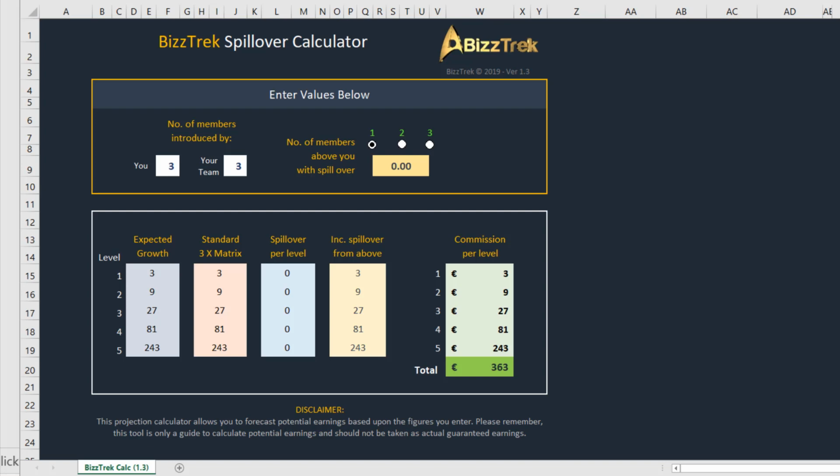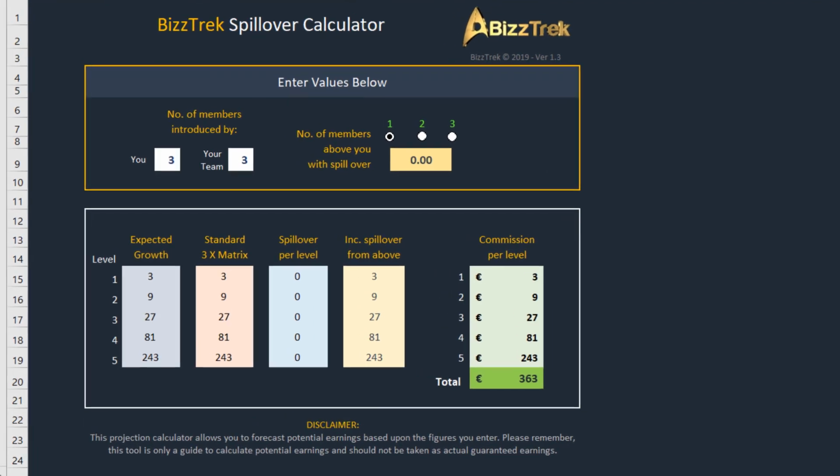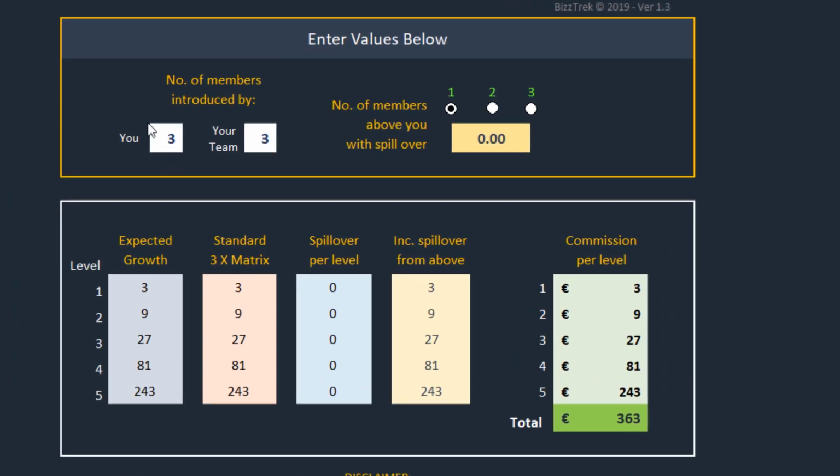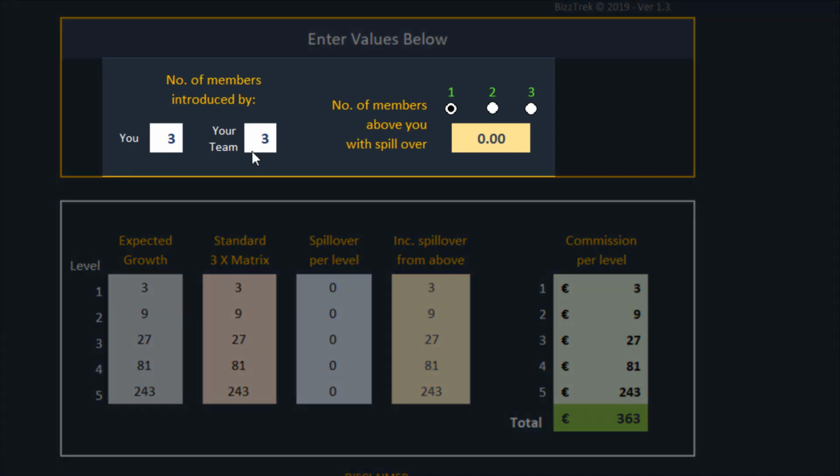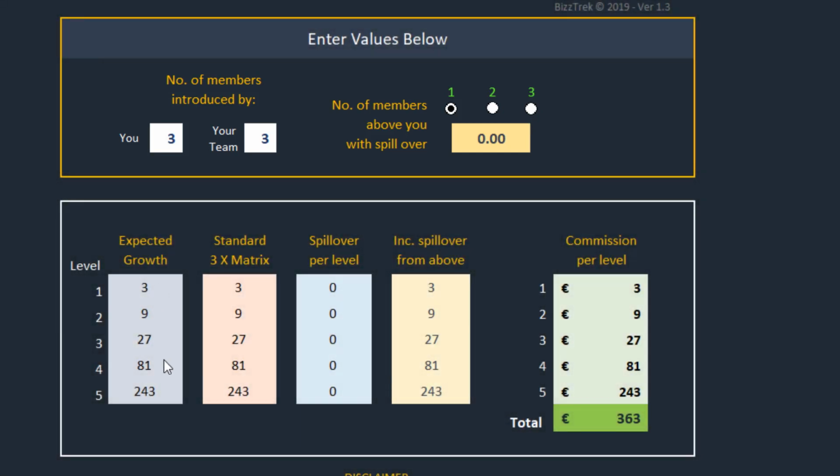Okay, this is the new Bizztrek spillover calculator, which will work out your potential earnings based on how many people you introduce, how many your team introduces, and the number of people above you that might add spillover to your team. And this column here shows the expected growth based on the numbers you've entered above. And these figures are fixed for a standard 3x5 matrix.